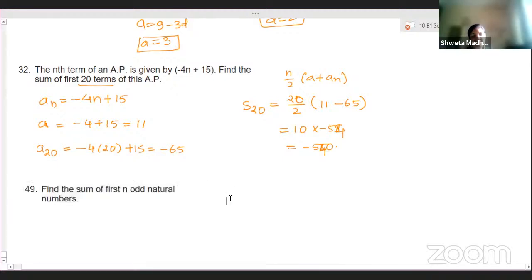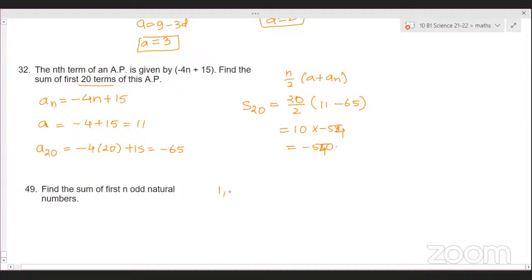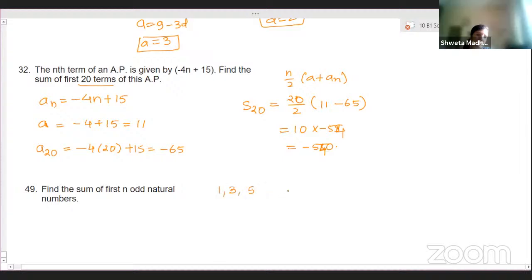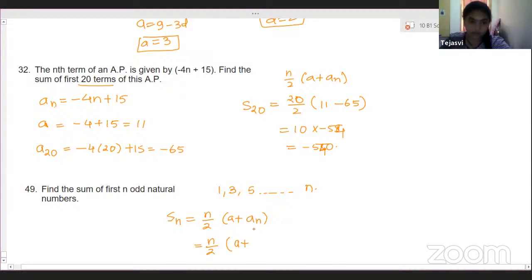Find the sum of the first n odd natural numbers. So odd natural numbers start from 1: 1, 3, 5, and so on. How many? n. So here you have to calculate the sum Sn. Sn is equal to n by 2 into A plus An. A plus the nth term, what is the nth term? n only.